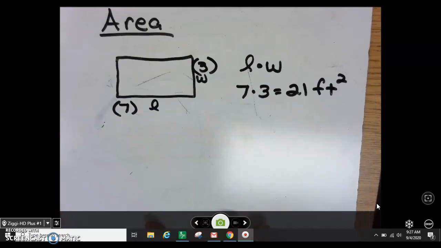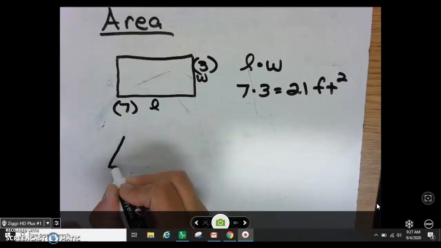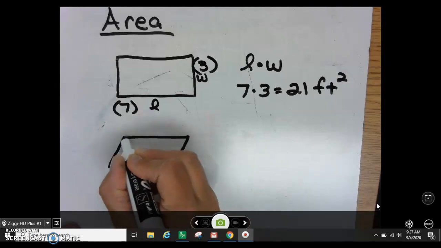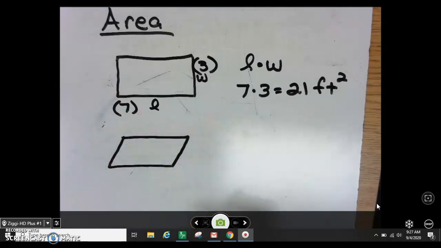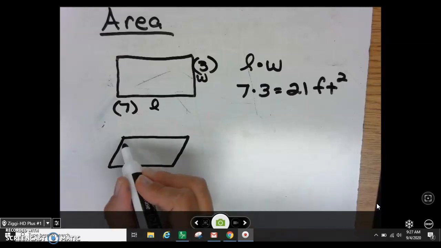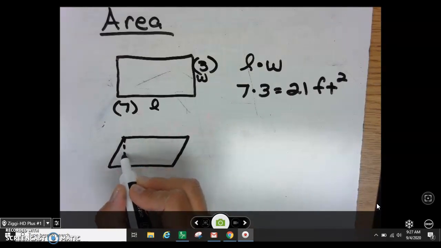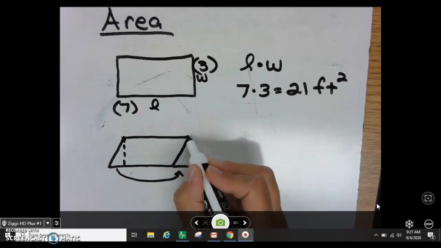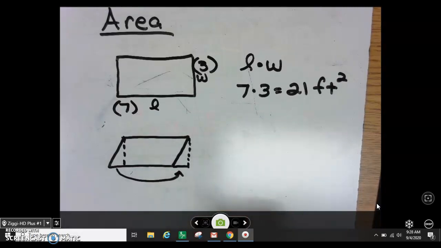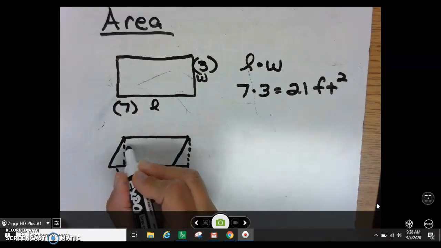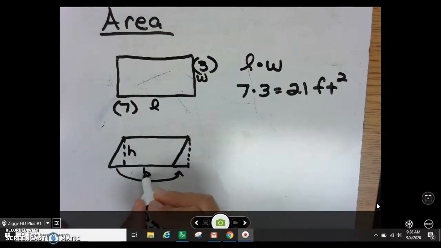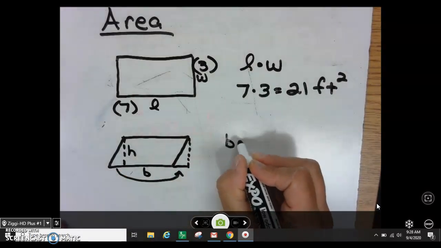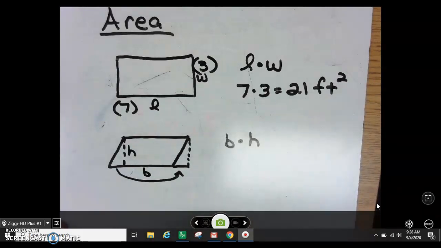Okay, now, parallelogram. You remember what a parallelogram is? It's basically a shape that has two sets of parallel sides, but it looks a little slanted. Well, this is nothing more than a rectangle. If I cut this little triangle off, move it over here, I get a rectangle. Okay, if you look from dotted line to dotted line, what do you have? You have a rectangle. So it's the same formula, except we call it height and the base. So area here is base times height for a parallelogram.